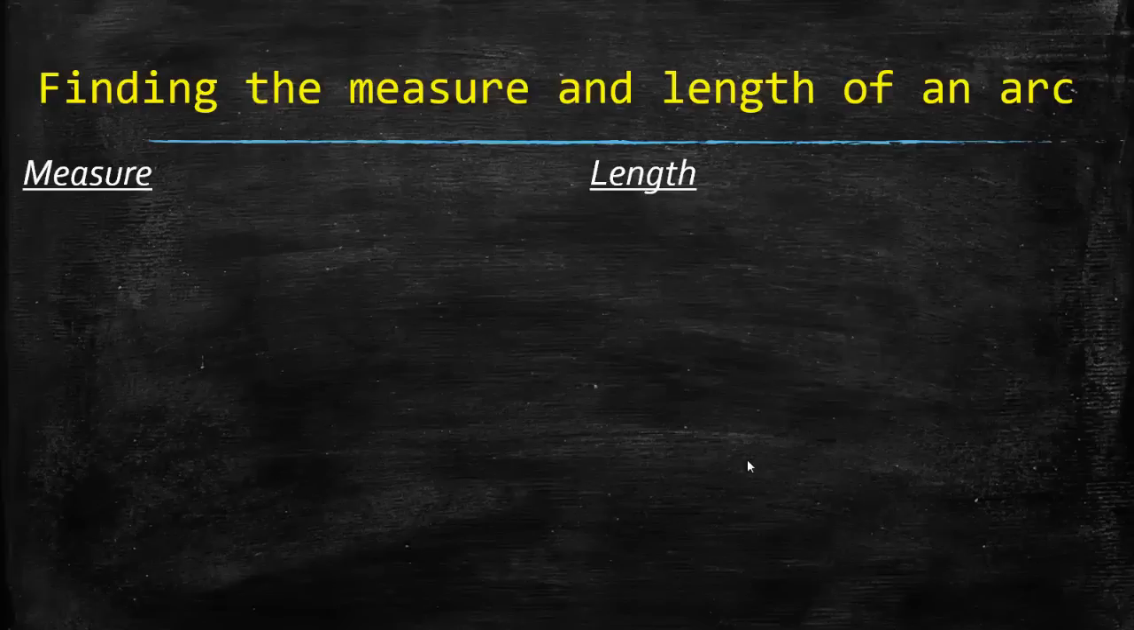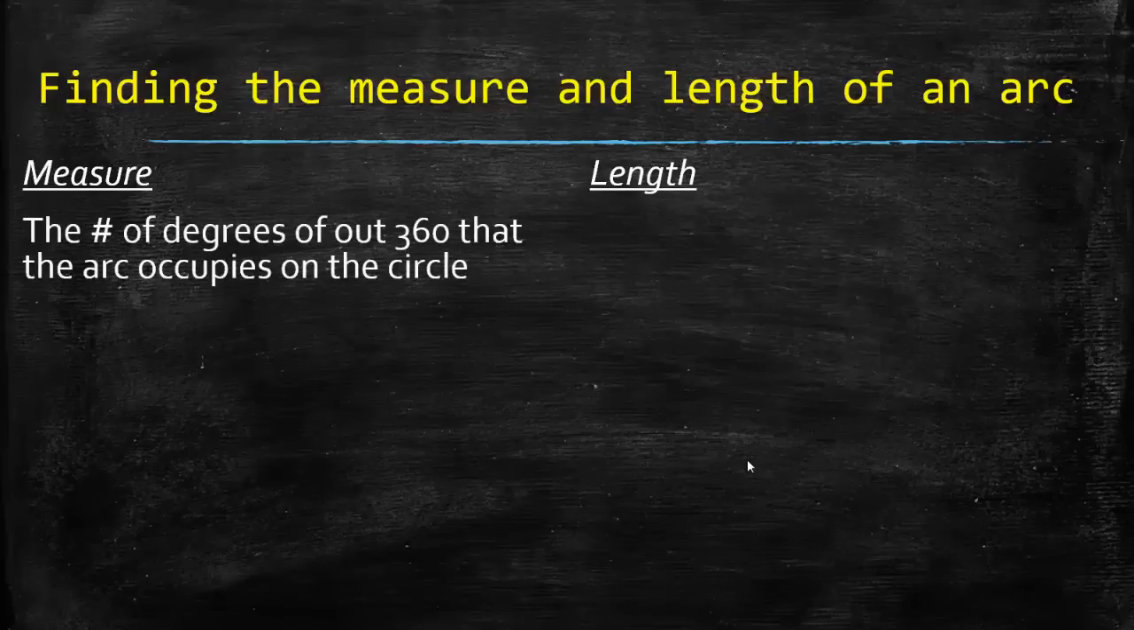So now, finding the measure and the length of an arc. There is a difference between measure and length, okay? So you've got to pay attention to the wording of these problems. This is extremely important right here. Okay, the measure is the number of degrees out of 360 that the arc occupies on the circle, because remember, there's 360 degrees in a circle.